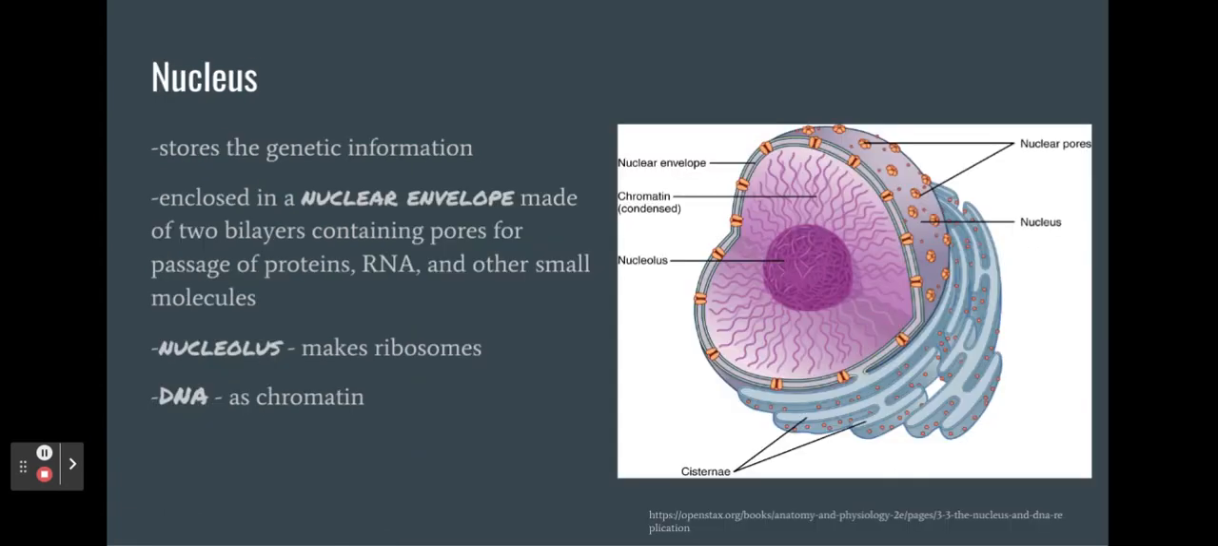The nucleus of the cell stores the genetic information. It is enclosed in a double bilayer membrane called the nuclear envelope. This membrane contains protein pores that allow for communication and transport between the nucleus and the cytoplasm. The nucleolus, shown here in dark purple, is where the RNA that is needed to create ribosomes is made. DNA in the nucleus is stored as loose chromatin.